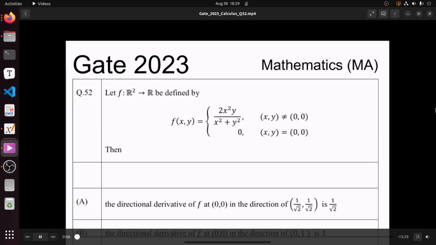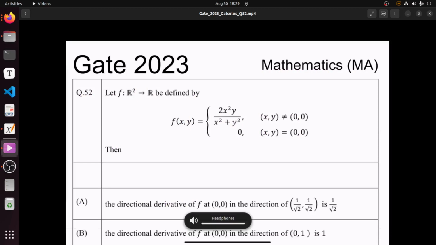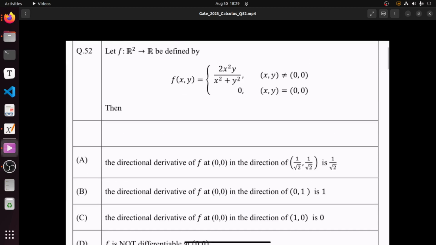Okay, so today we will solve Mathematics GATE 2023 question number 11. It's a question from calculus. It says: let f from R2 to R be a function defined by f(x,y) = 2x squared y by x squared plus y squared for (x,y) not equal to (0,0), and 0 for (x,y) equal to (0,0). Then there are 4 options given.